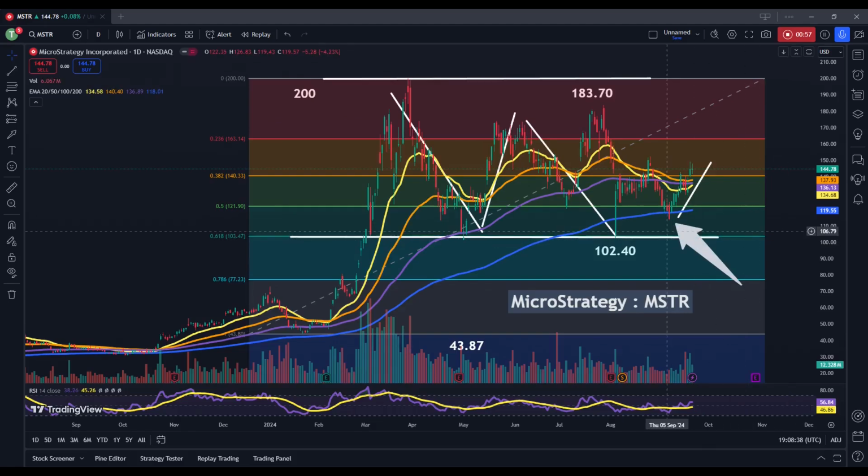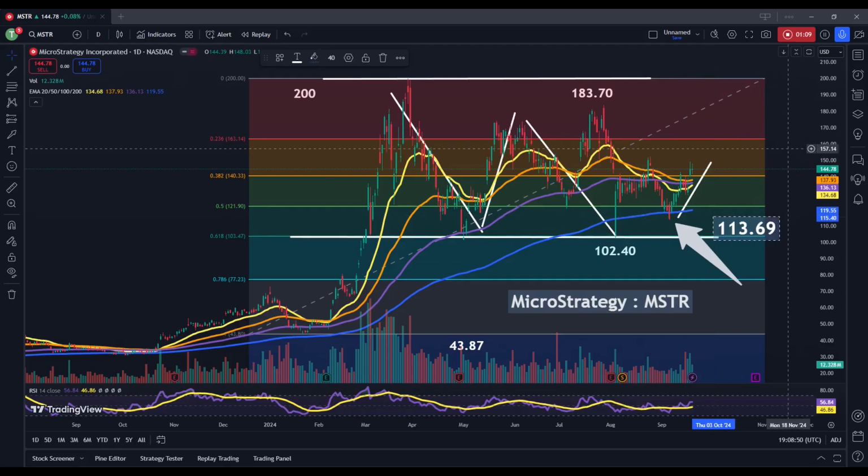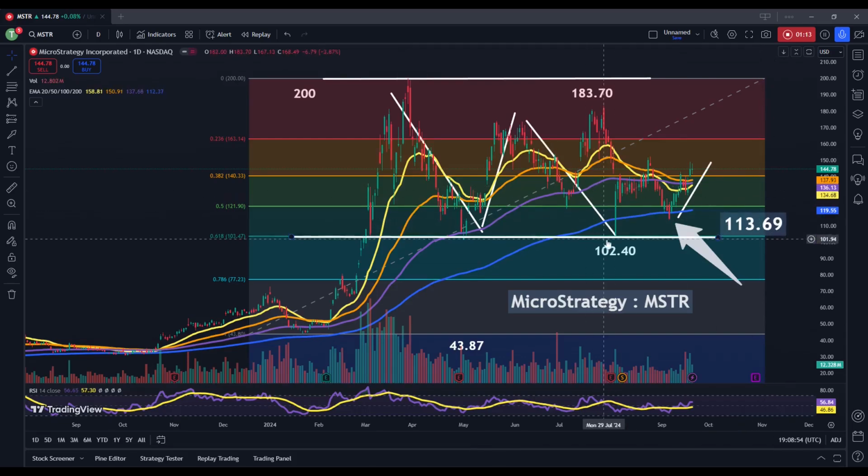So currently what we're dealing with is a near-term price low that comes in right around 113.69. We can add this to the chart here. So this does give us a bit of a higher low in relation to the 102.40 low that was posted during the August 5 trading session.